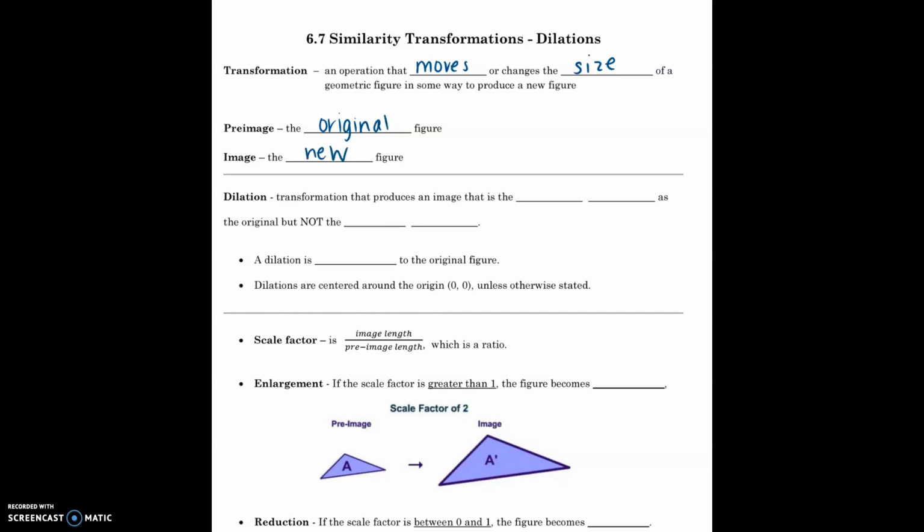A dilation is a transformation that produces an image that is the same shape as the original, but is not the same size. Therefore, a dilation is similar to its original figure. So far, we've been working with congruence transformations, such as translations, reflections, and rotations, where the pre-image and the image were congruent to each other. Here, with dilations, the pre-image and the image are similar to one another. Dilations are centered around the origin, unless otherwise stated.